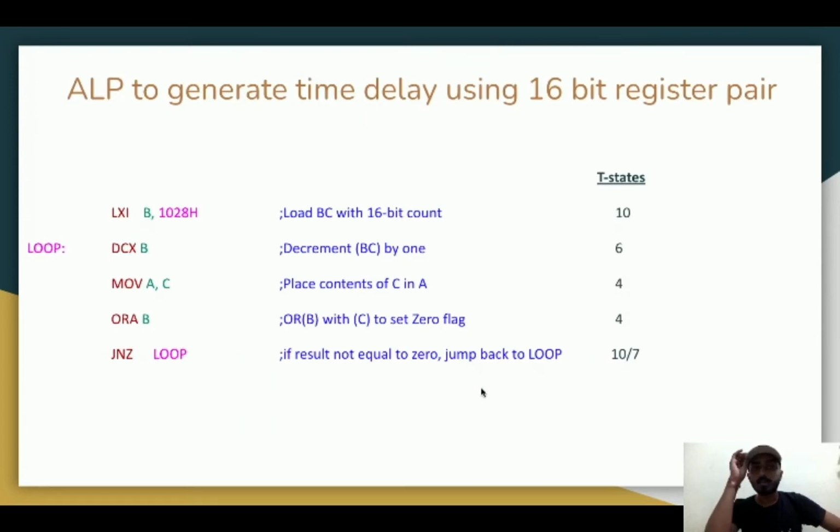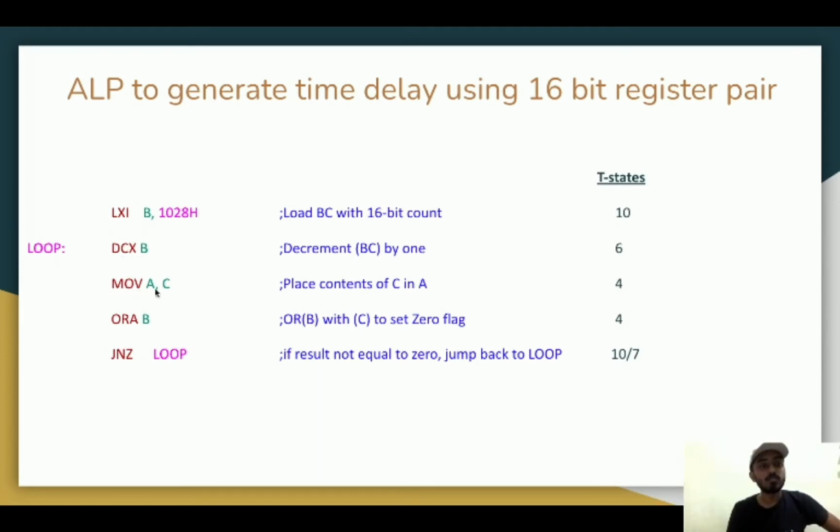So coming to the second method, using a 16-bit register pair. Here instead of using MVI, we use LXI to load the content, because we are using a register pair here, not a single register. So this X represents a register pair. I have mentioned here B, but we are loading a BC pair with this content 1028H. And instead of using DCR, we have used DCX for the same reason, as we are using a register pair.